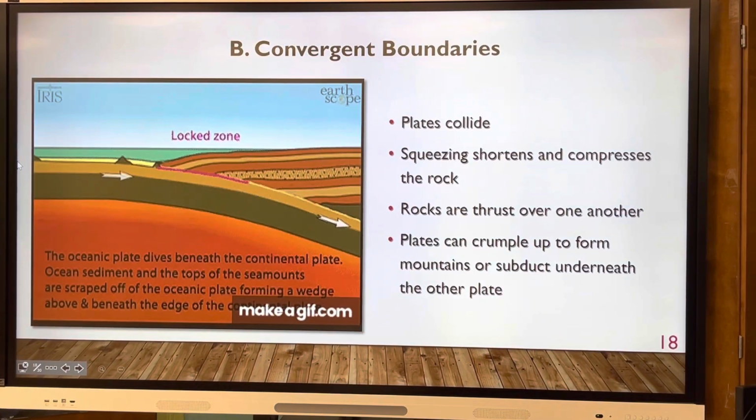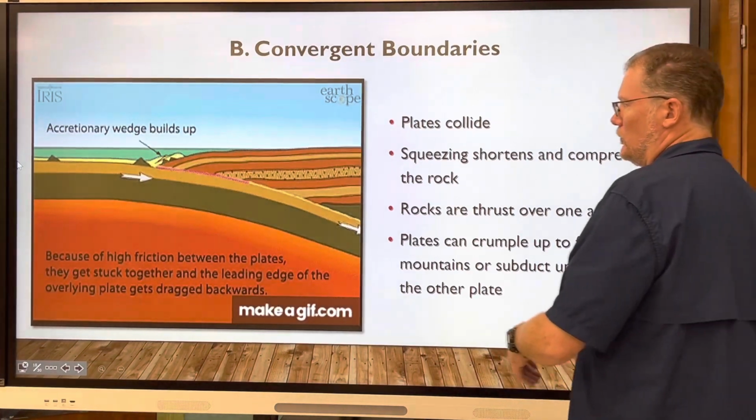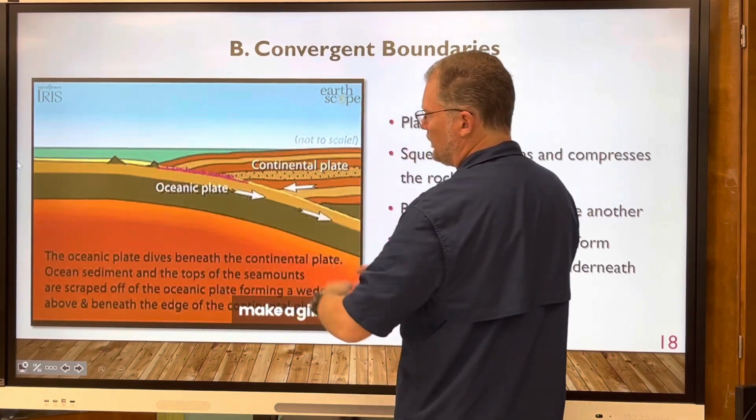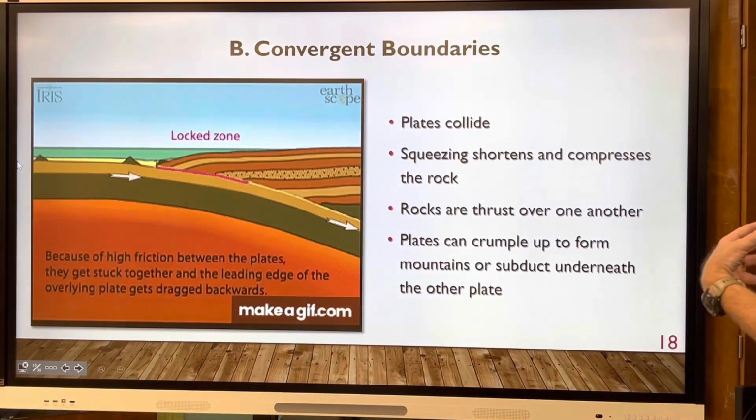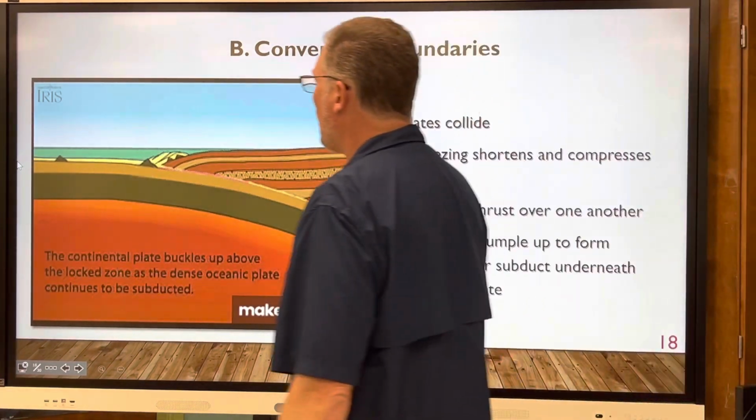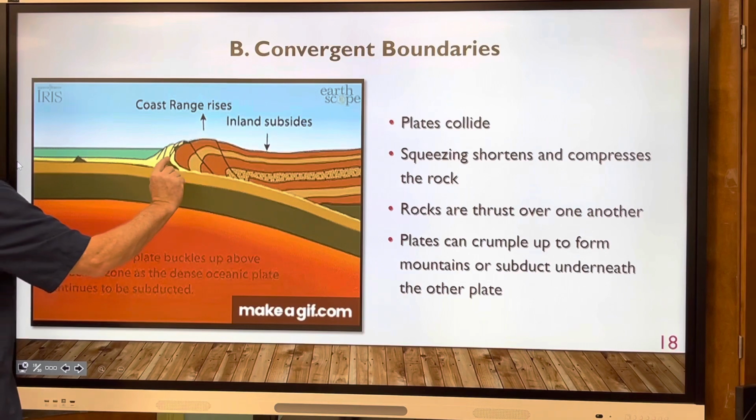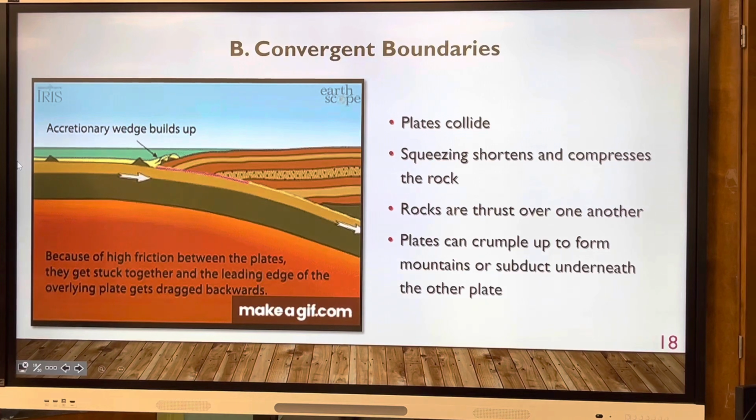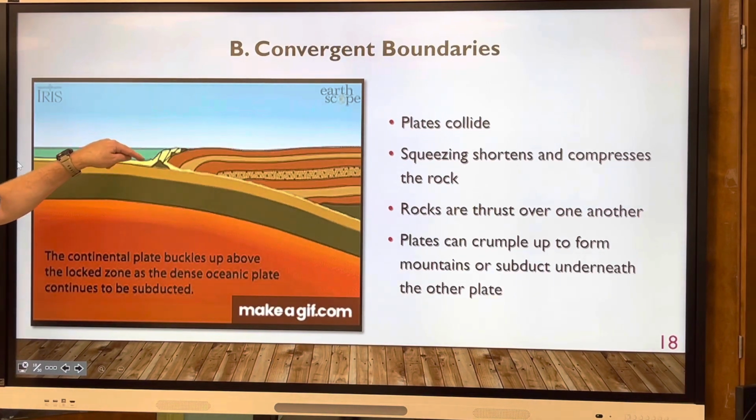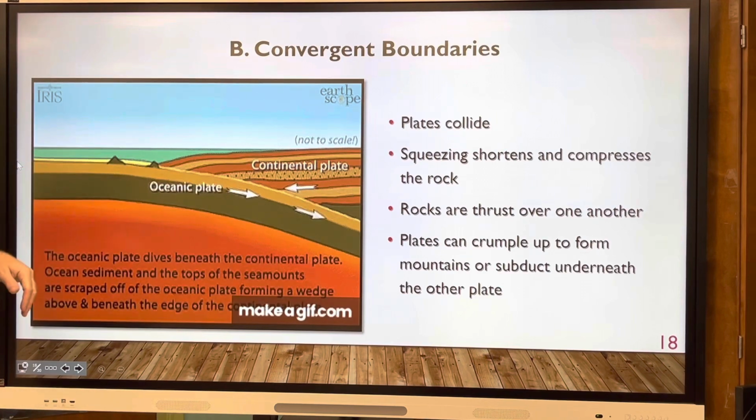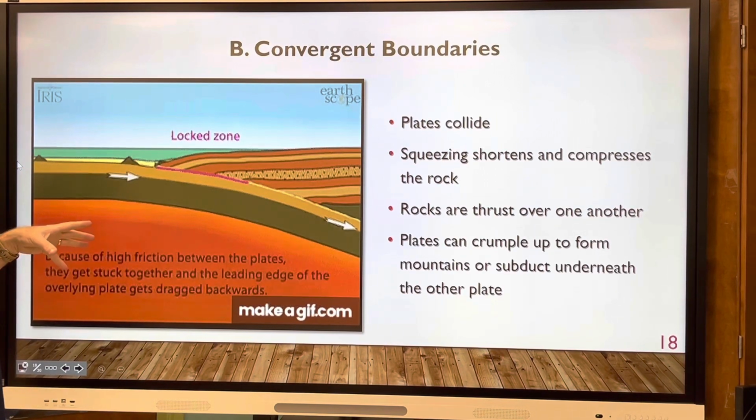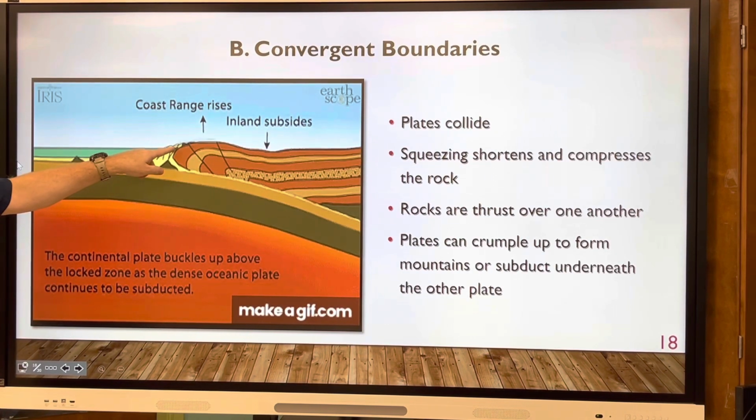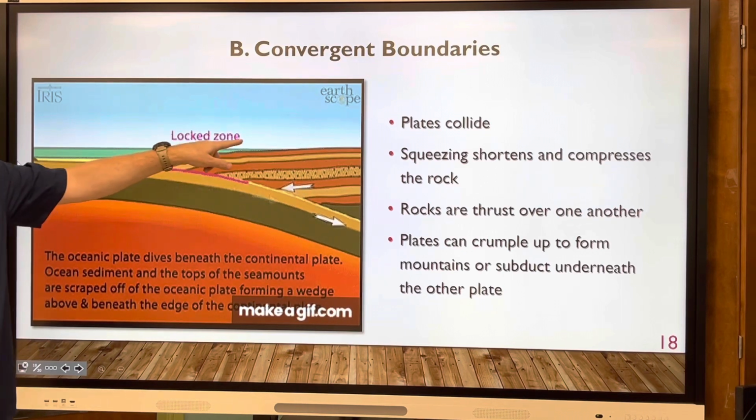Convergent boundaries are the opposite. This is when plates collide. So you've got continental crust and oceanic crust coming together. It squeezes and compresses the rock. Rocks are thrust up over one another. You get mountains, sea mounts, and other structures like a trench here in the ocean. It could be a deep trench right there. And lots of earthquakes, okay? It'll actually scrape off pieces of land and move them up onto the land, many, many miles in.